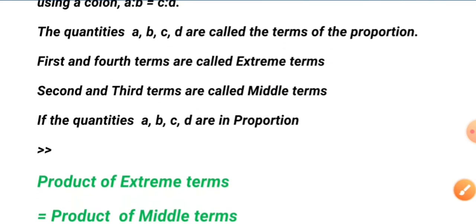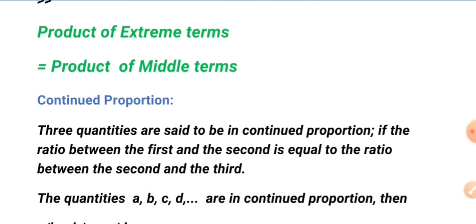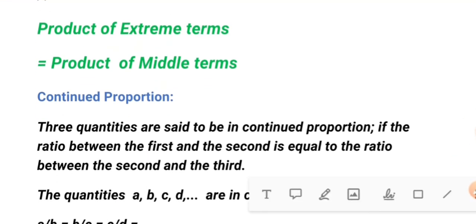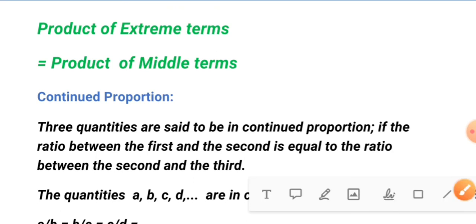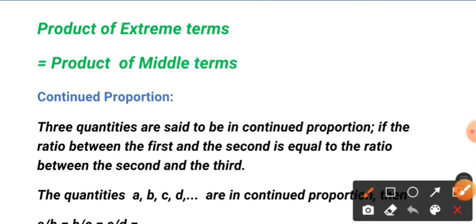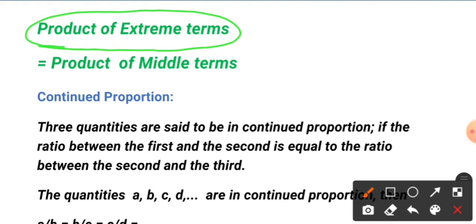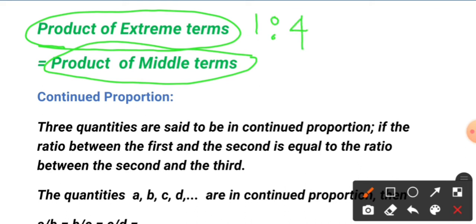Okay, and there is one more way we can identify whether given quantities are in proportion or not. You can see this formula here: product of extreme terms equals product of middle terms. For example, 1:4 and another one I am taking here 2:8. They are the same and they are in proportion.